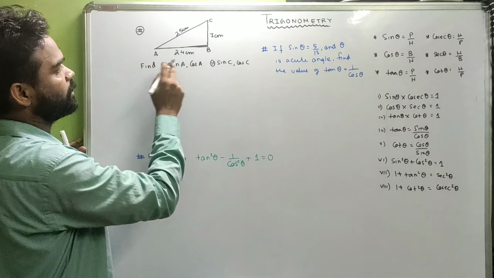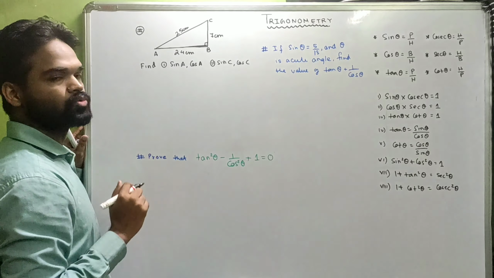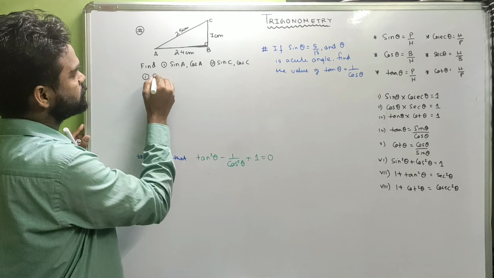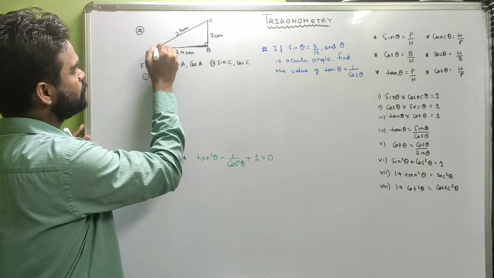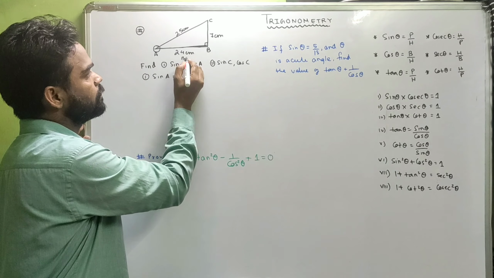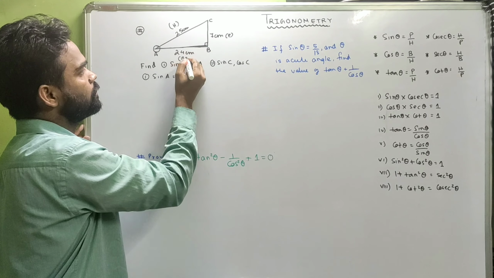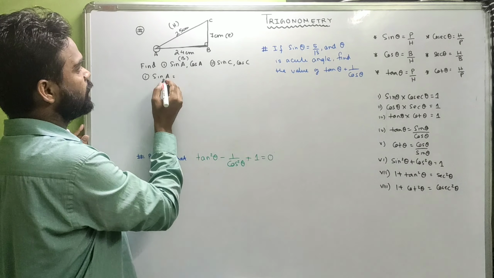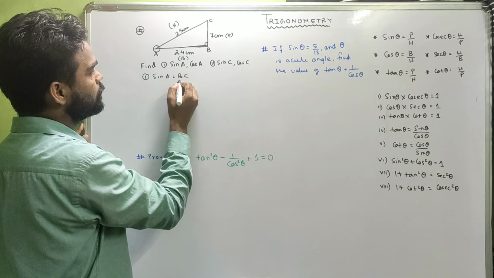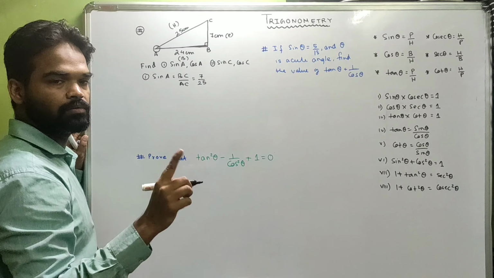The first one: in a triangle ABC, they have given AB is 24, BC is 7, and AC is 25. It's a right angle triangle at B. First thing, they have asked sine of A, which means this is your angle. With respect to this angle, this is your base, this is your perpendicular, and this is always the hypotenuse, opposite to the 90 degree. So sine A will be, see, sine is perpendicular by hypotenuse, which is 7 by 25. It's a ratio, no unit.